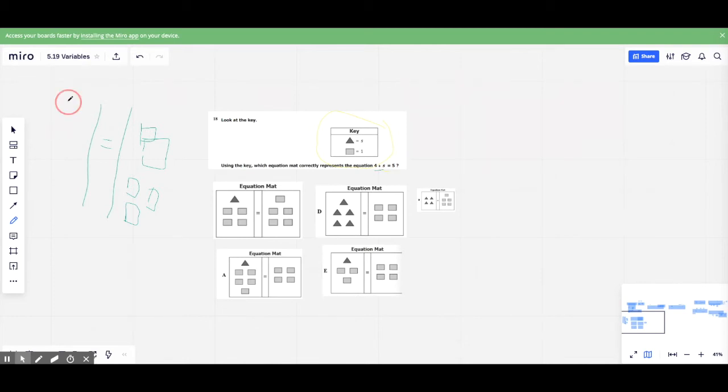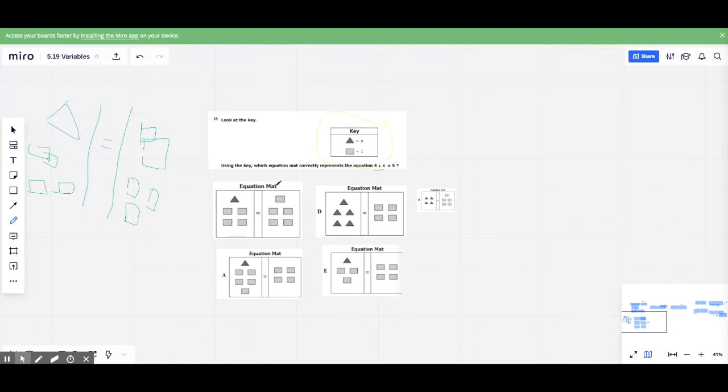4 being a number, and s is represented by a triangle. So I have 1 triangle, and then we go back and we see we have 4 rectangles. And again, not perfect, but that's what our representation should look like. 1 triangle and 4 rectangles, and then on the other side 5 rectangles.